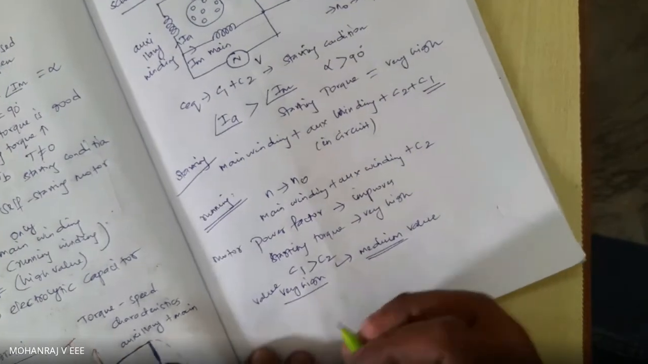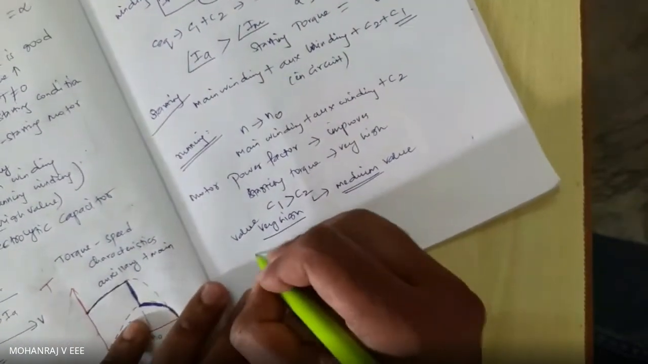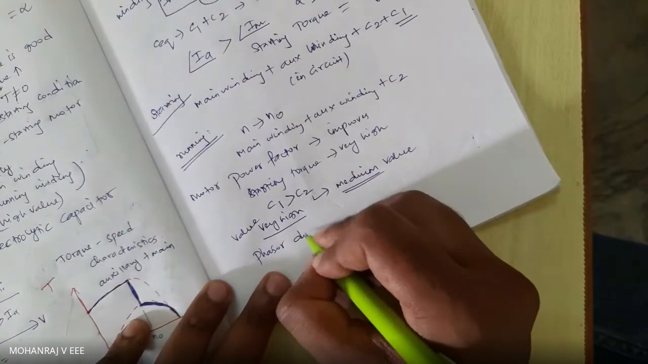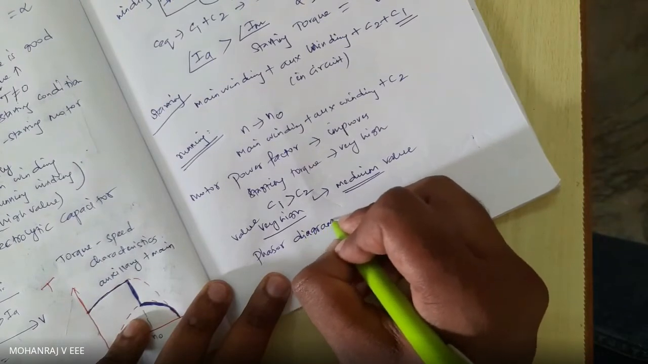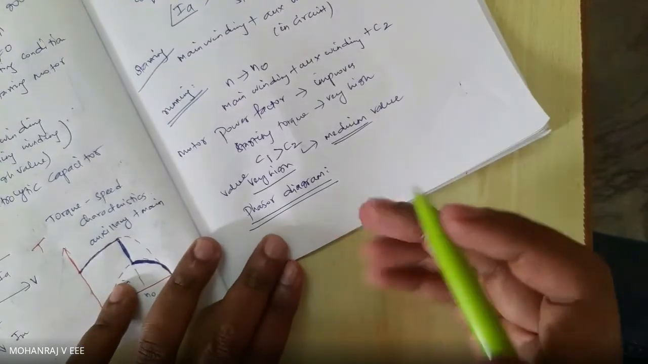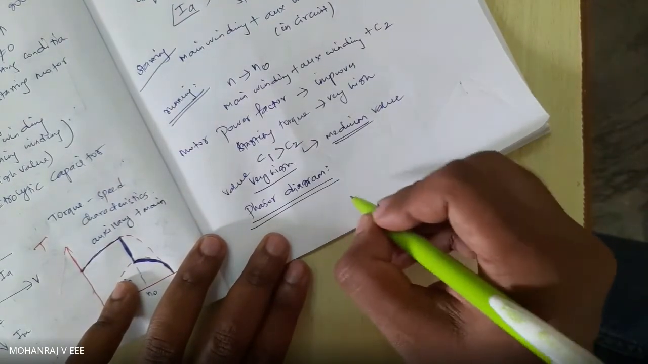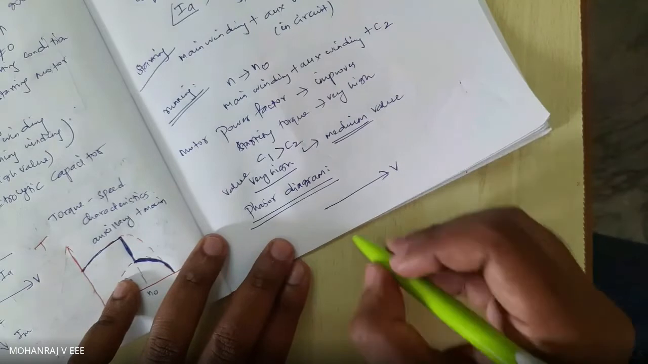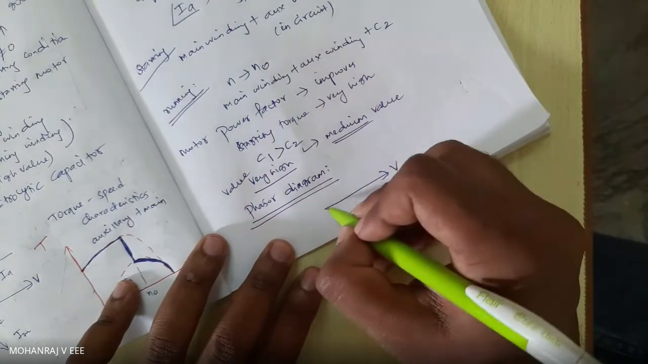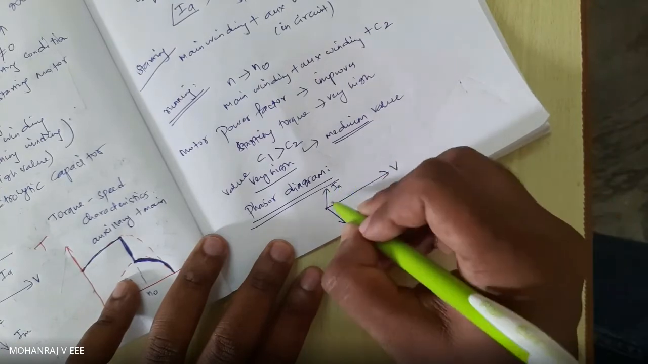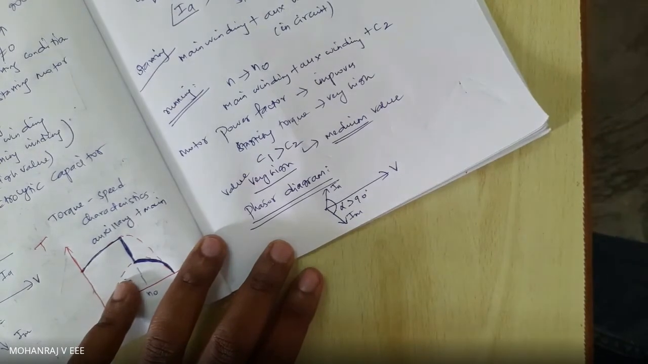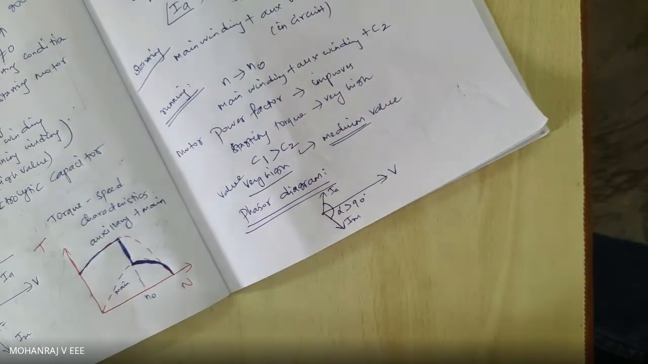Now let us draw the phasor diagram. Phasor diagram, what happens? I have my voltage. I have my IM. I have my IA. This is my alpha. It's greater than 90 degree. Okay. Fine.